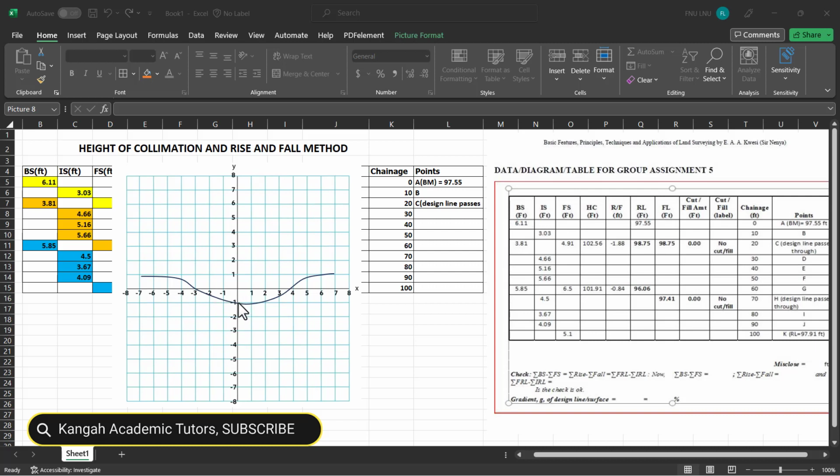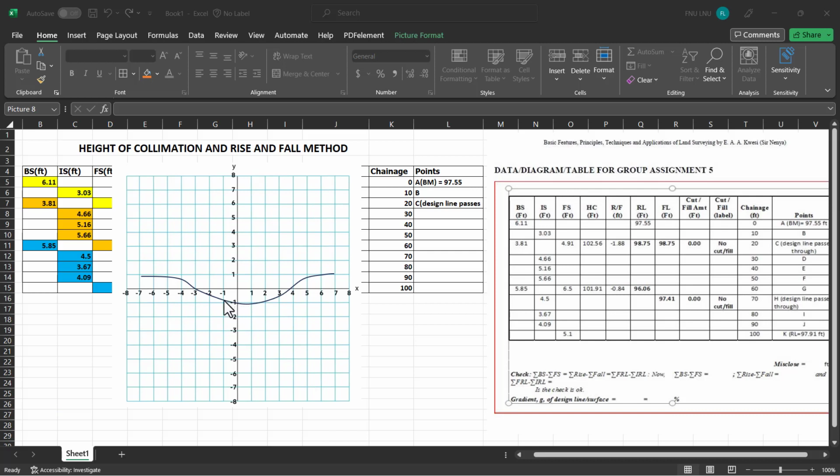And here is 69, here is 70. When you subtract 70 from 69, you get -1. So meaning that before you can get the level here, you have to fill a height of 1 foot. So it will be -1. So that means minus means that you have to fill a place, and plus means that you have to cut a place.